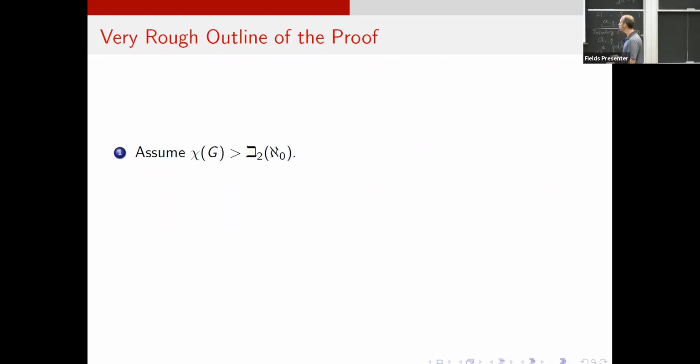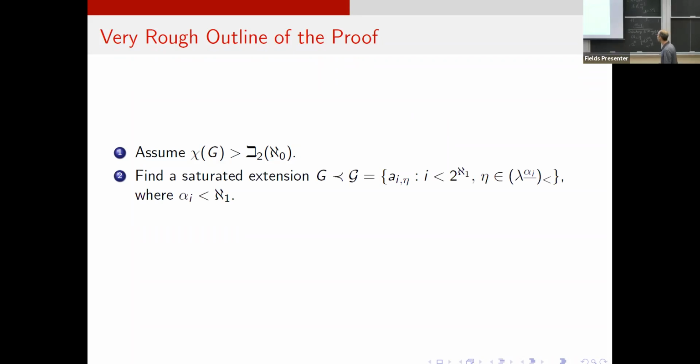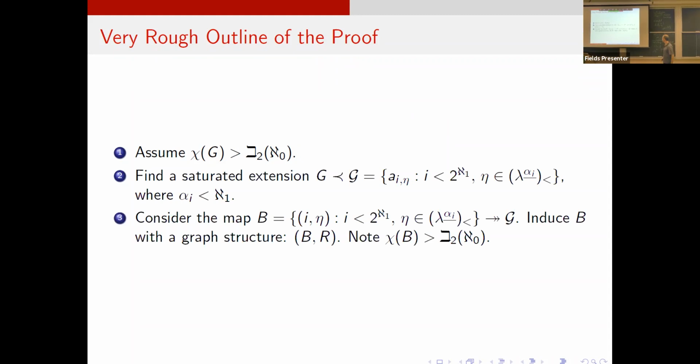So assume we have a graph whose chromatic number is larger than beth 2 to aleph 0. Okay, so assume we're in the stable case. First we find a saturated extension such that it's an infinitary EM model, so of this form. We can do that. Now, like Anand said, we only care about the indices. We don't care about the elements. So we have a map sending this pair into its element, right?